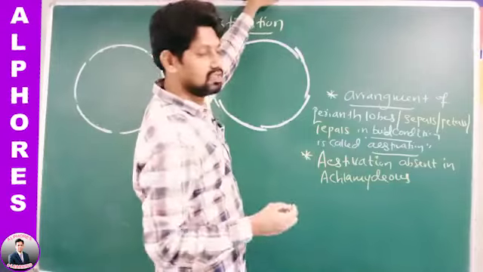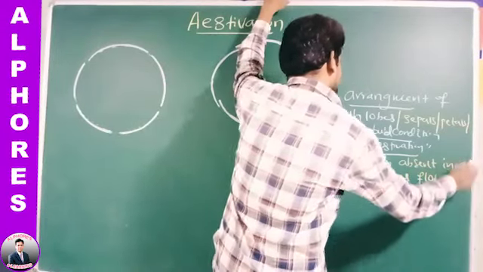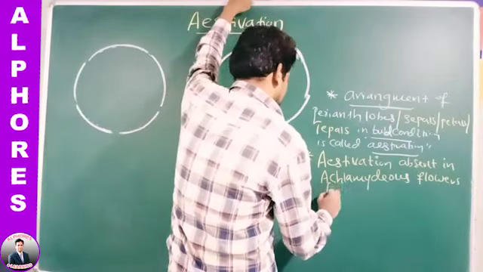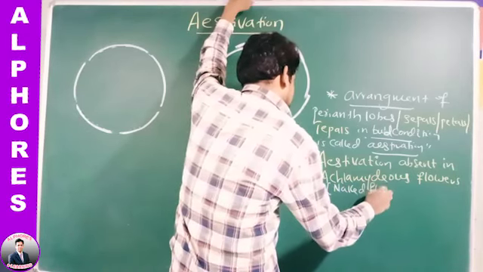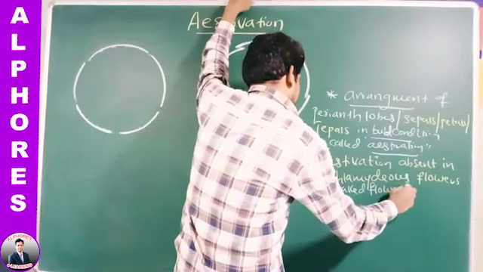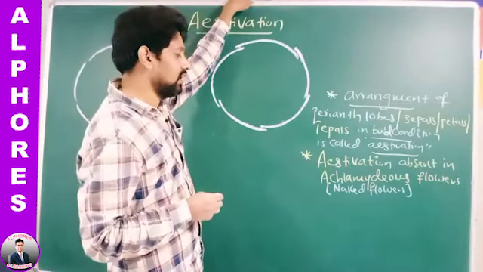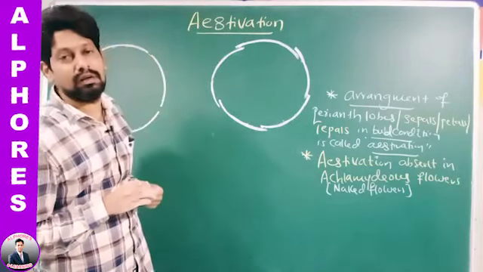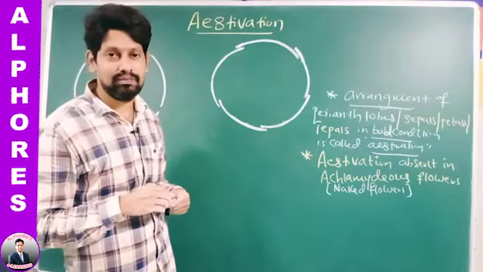Estivation is absent in achlamydious flowers. What is another name for achlamydious flowers? Naked flowers. Achlamydious flowers are also called naked flowers. In the case of cyathium inflorescence, the male flower and female flower are achlamydious flowers.